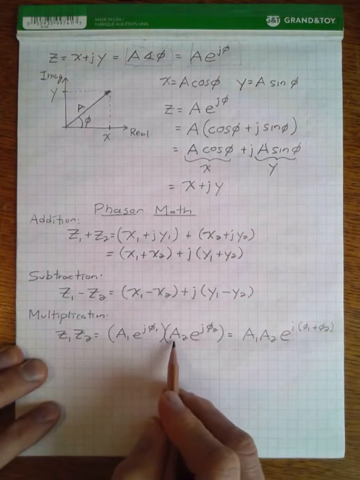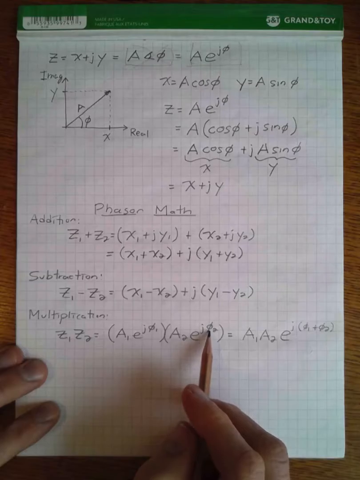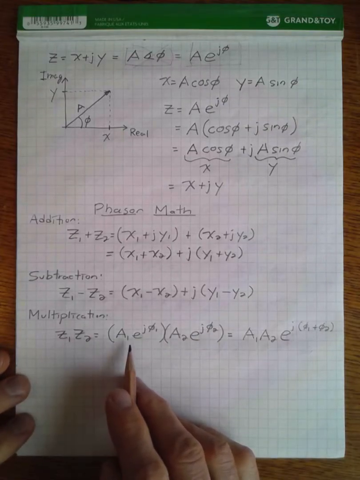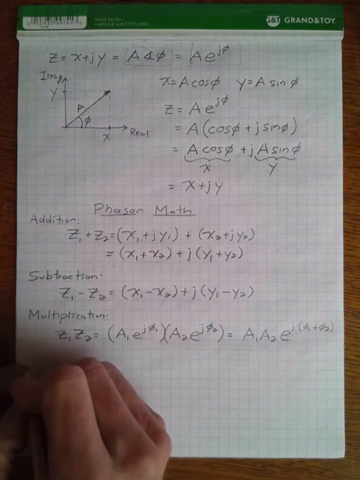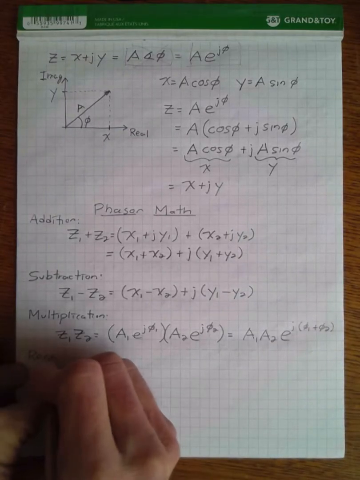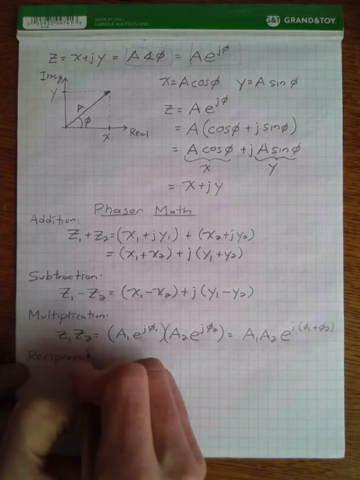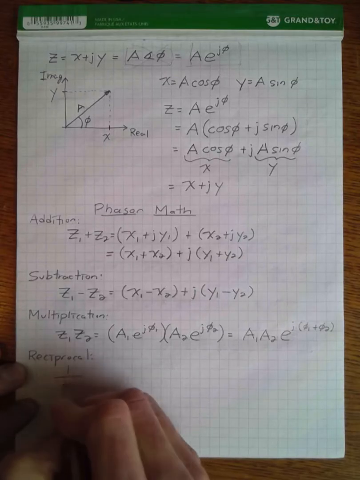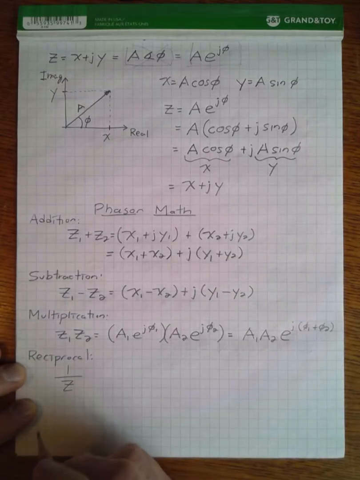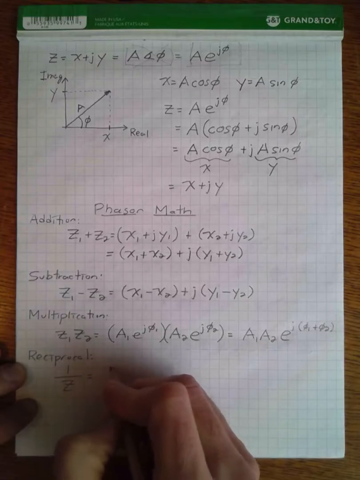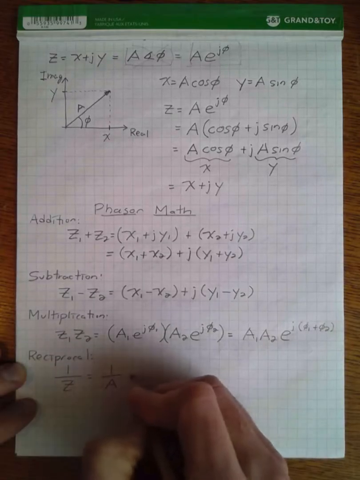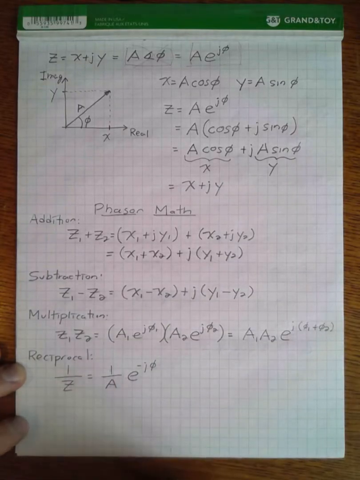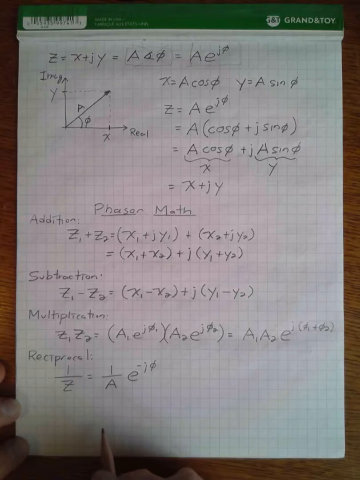And that's just based on the rule of exponents when you multiply two things together that have an exponent. The reciprocal of something is also easier to handle using the complex exponential notation. So 1 over z is equal to 1 over a e to the minus j phi. So you just invert the magnitude and take the negative of the phase.